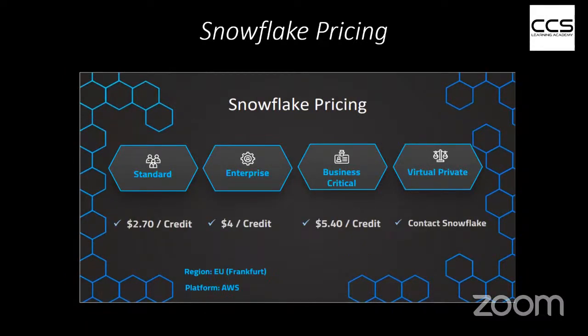So this is a rough pricing of Snowflake. Again, it may change as per the region and the platform. This is just a sample example: if I pick AWS as the platform with Frankfurt as the region, then for the standard edition, you'll be charged about $2.70 per Snowflake credit. For the next edition, it's $4 per credit. Business critical, obviously, is going to be more expensive. And for virtual private, Snowflake is going to give you a quote depending upon your requirements.